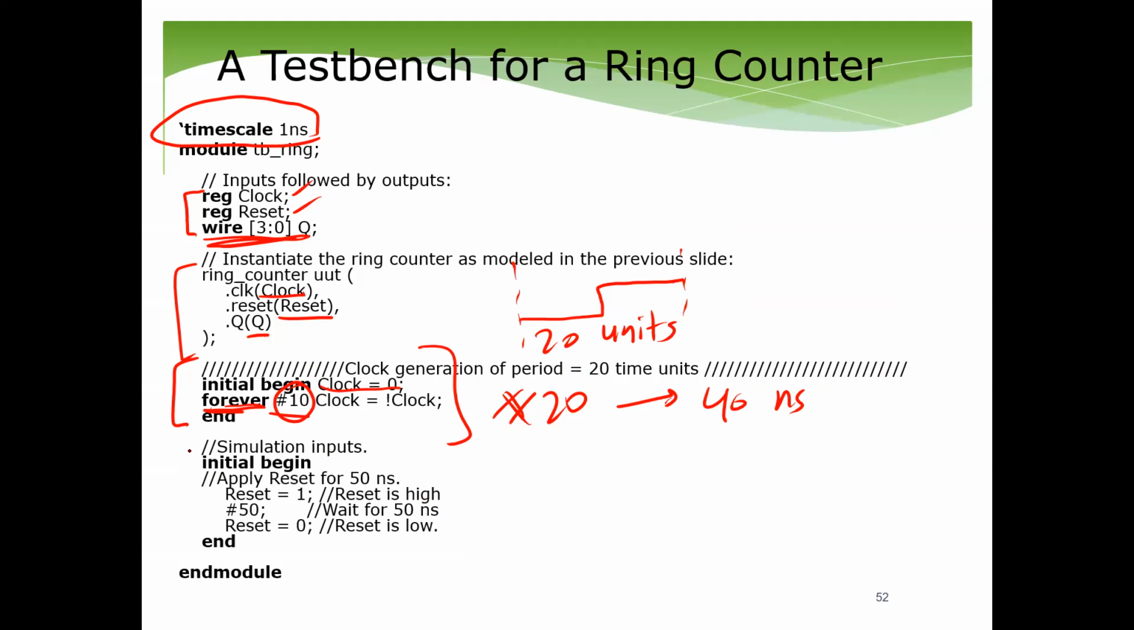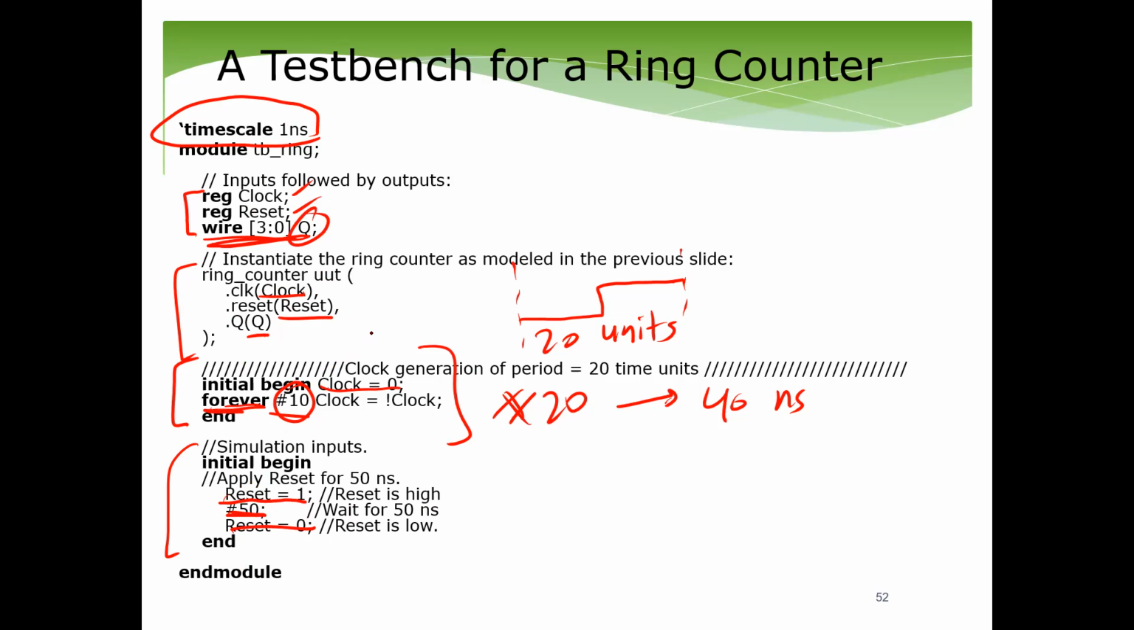After you generate a clock, you will make another initial block to enter the values. So we only have reset in a ring counter. Therefore, we're going to put reset equal to 1 because this is an active high reset. And then after 50 time units, which is equal to 50 nanoseconds, we're going to put reset equal to 0 and then watch the value of Q and see how it progresses.